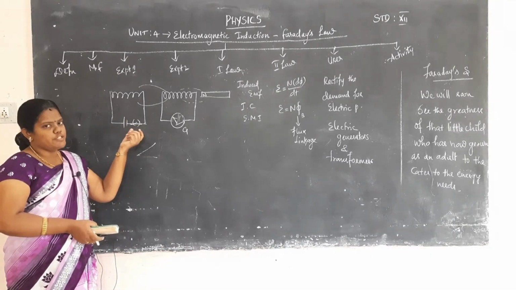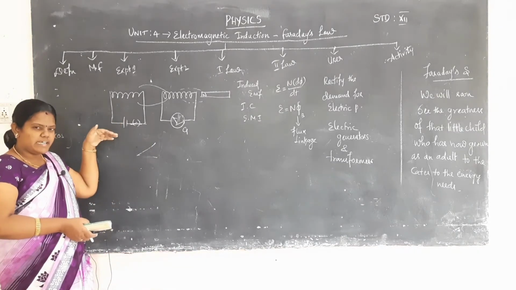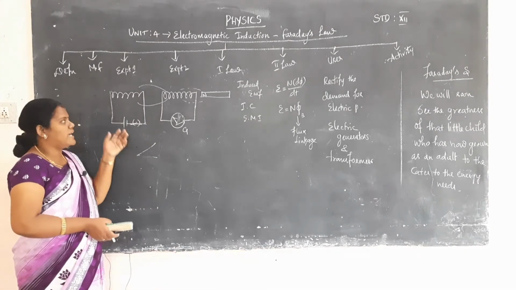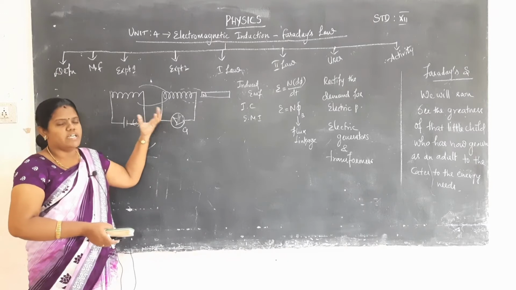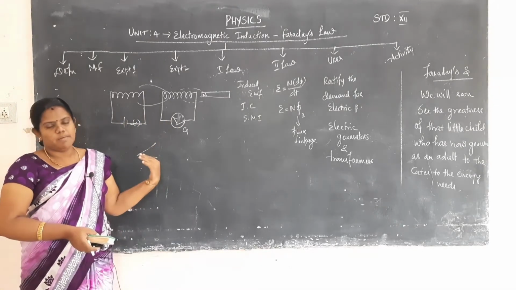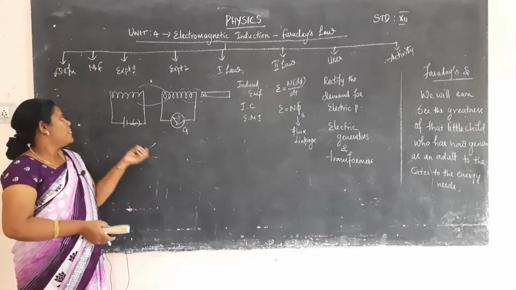Again you have to close the switch. The current will decrease. As the current decreases, the magnetic flux linked with the coil also decreases. The galvanometer shows the opposite deflection.